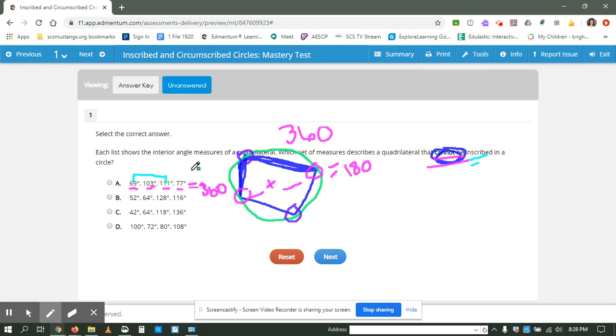69 plus 111, and that does equal the 180 that we're looking for. So looking at those two angles, they could be angles that are opposite of each other in a quadrilateral. So that works for that pair. So let's try the other pair.